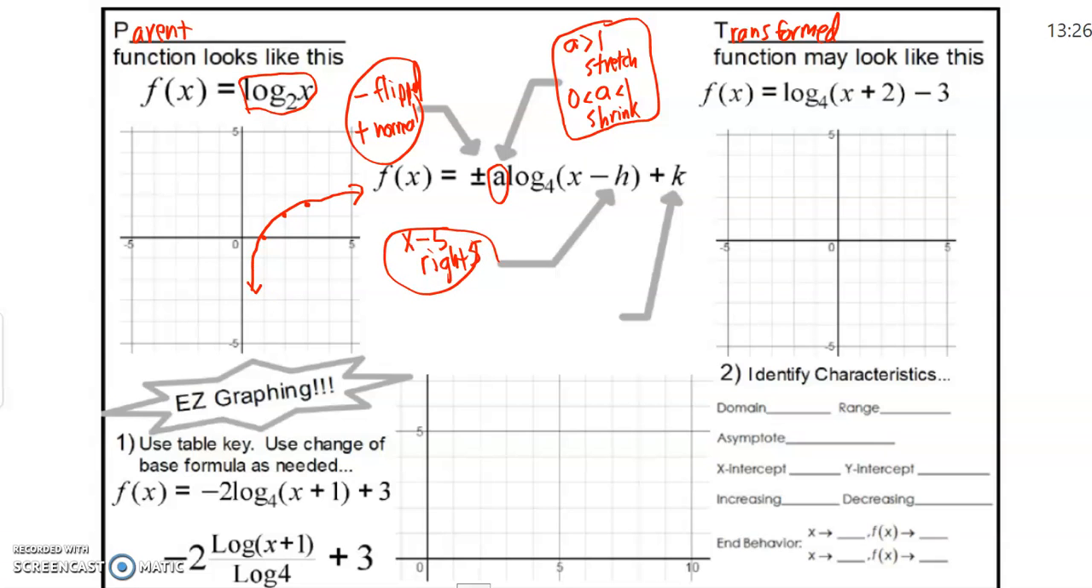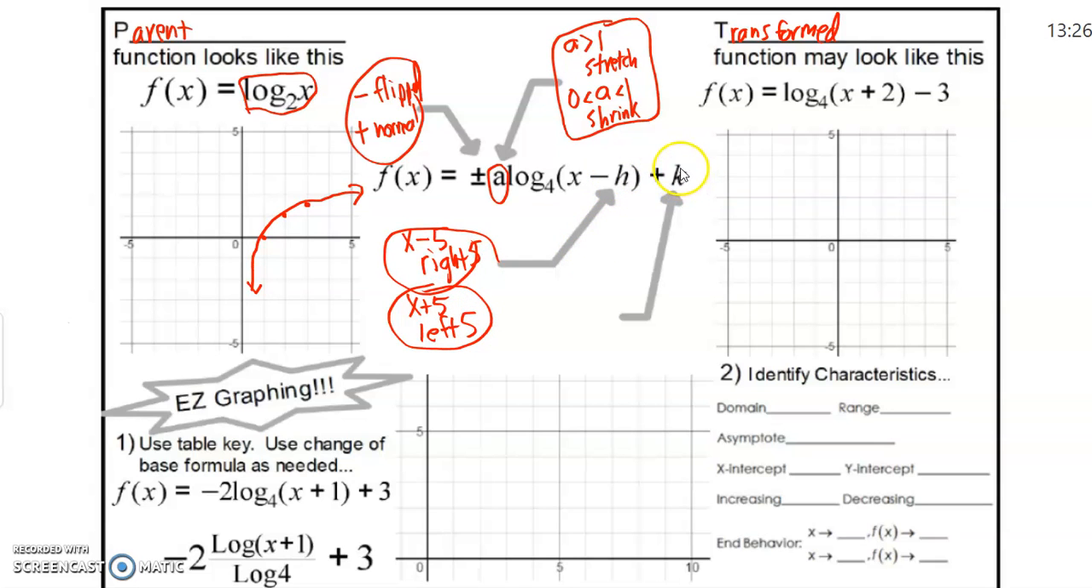Now, if that was x plus 5, then we would be going to the left 5 because you would set that equal to 0, x plus 5 equals 0, and solve it, and you would get negative 5, so it's going to shift to the left.